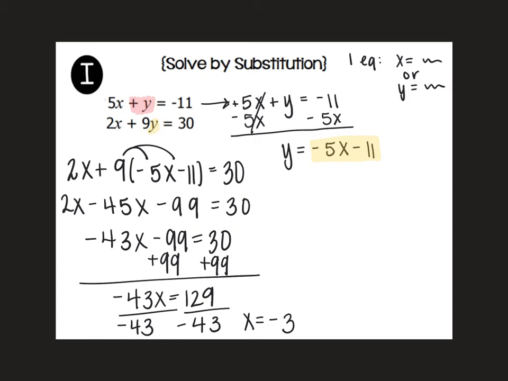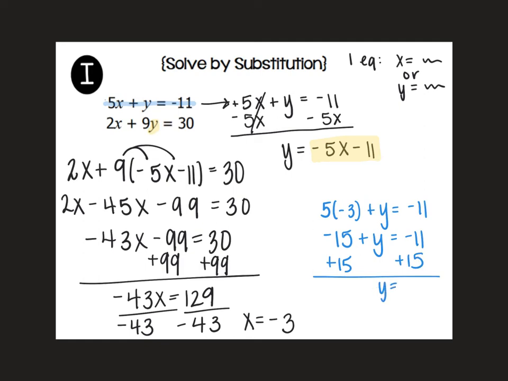Remember that the answers to these are always ordered pairs, so you need to take this x and plug it back into one of the original equations. I am personally just going to plug it into the first one, so I'm going to plug it in here. So I would have 5 times negative 3 plus y equals negative 11. 5 times negative 3 is negative 15. Add 15 to both sides. So y is 4, so the answer to this one is negative 3, 4. So any substitution problems, you're following those same steps.